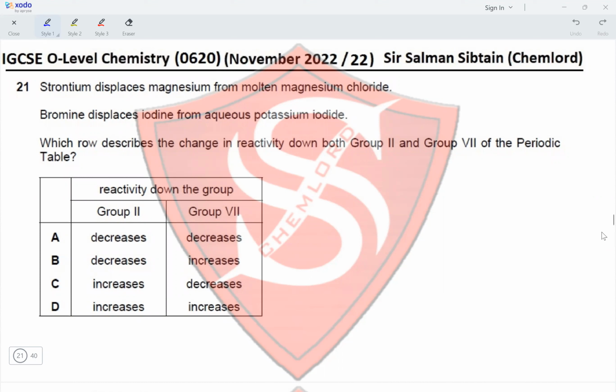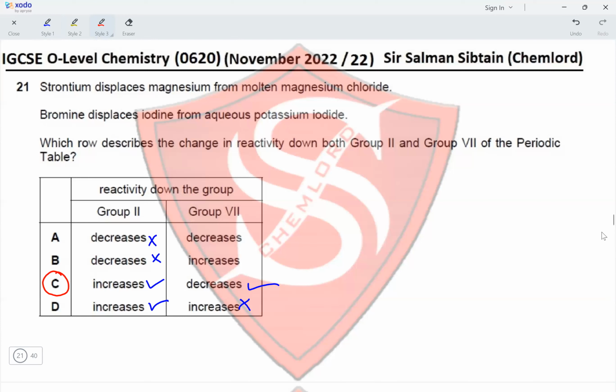So reactivity down the group should be, for group 2, the reactivity should increase. So this eliminates options A and B. Now we will continue with options C and D. And from group 7, the reactivity down the group should decrease. So this eliminates option D, making option C the correct option for this question.